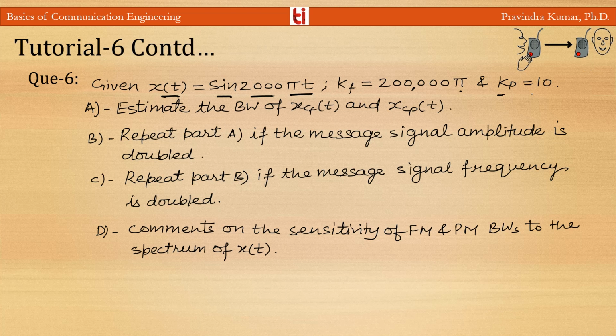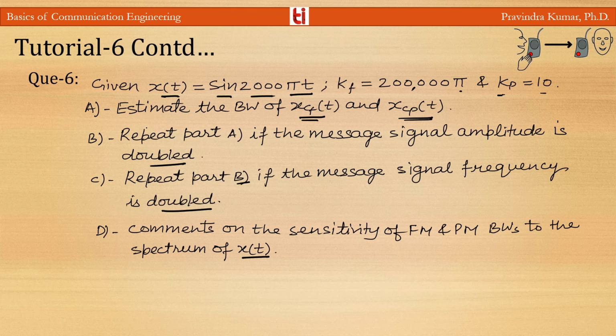Now the next question: given x(t) is equal to sin 2000 pi t, kf is equal to 200,000 pi, and kp is equal to 10. Estimate the bandwidth of xc_f(t) and xc_p(t), meaning the bandwidth of FM and the bandwidth of PM. Repeat part A if the signal amplitude is doubled, and repeat part B if the message signal frequency is doubled, and comment on the sensitivity of FM and PM bandwidths to the spectrum of x(t).